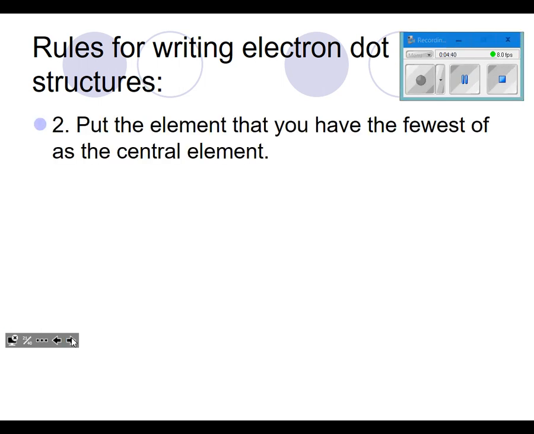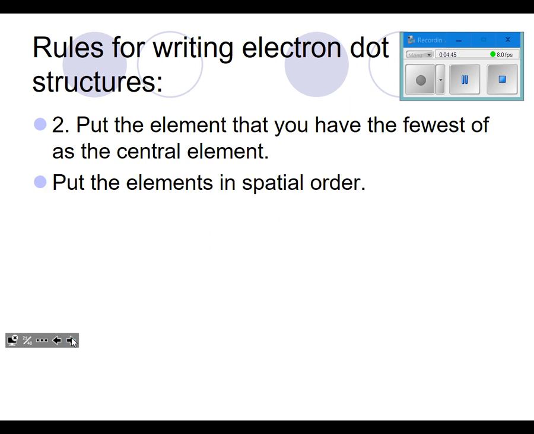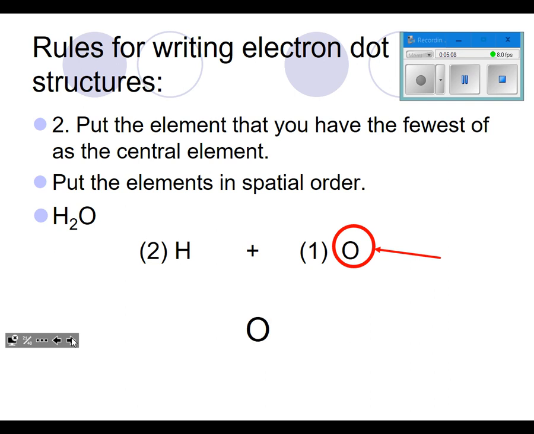Number 2, put the element that you have the fewest of as the central atom. So then after you put the fewest in the middle, you'll put the other elements in spatial order around it. So like for H2O, I have 2 hydrogens and 1 oxygen. So that single oxygen is the one that I have the fewest of. So it will go in the middle. And then I'll put the hydrogens on either side. So since oxygen is my fewest, it goes in the middle, and then I put my hydrogens on either side.